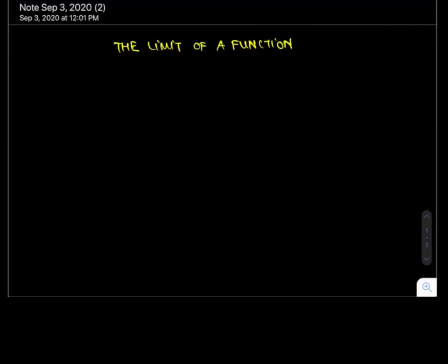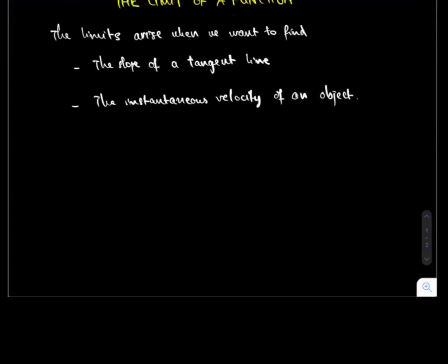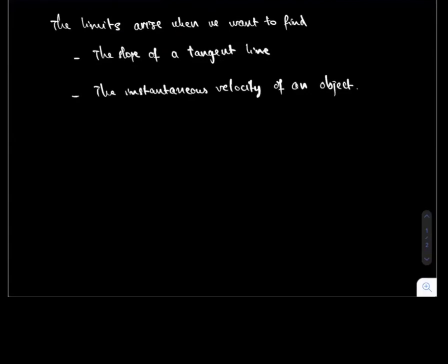Before that, I want to go back to the first lecture and say that limits arise when we want to find the slope of the tangent line and the instantaneous velocity of an object. All right, so let me give you a definition of the limit.